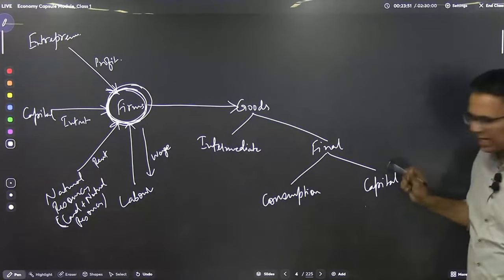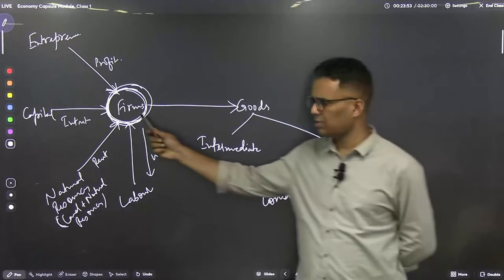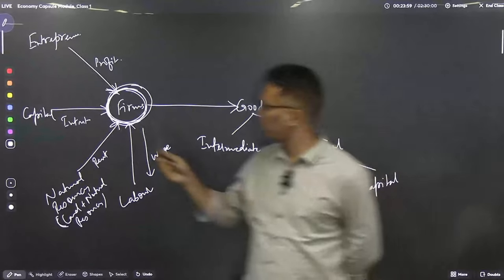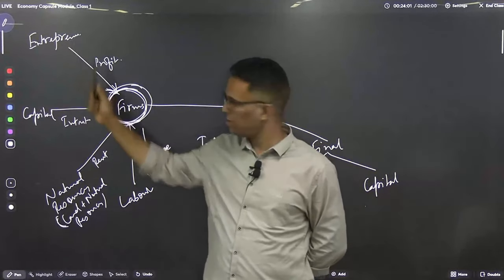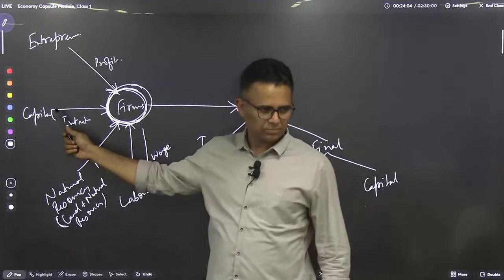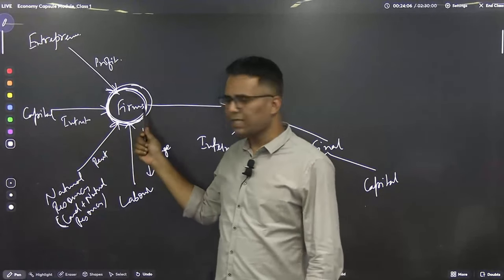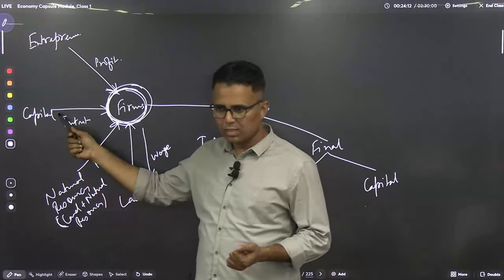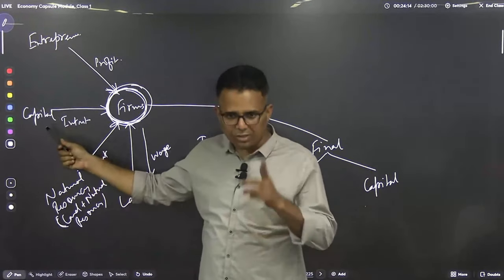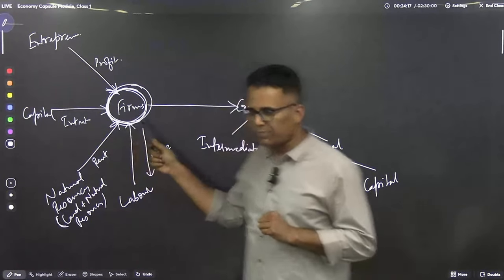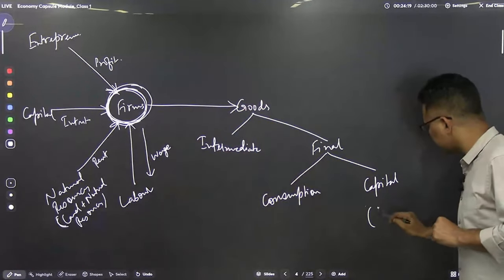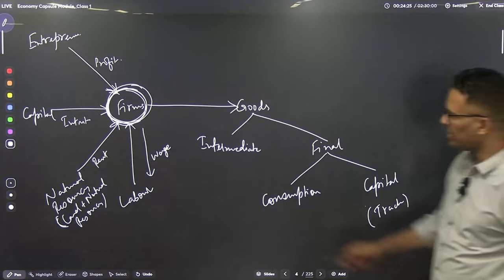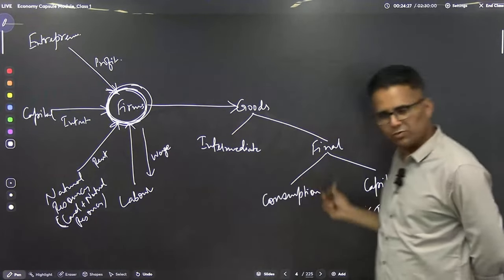Now coming to this capital good. Let's say this is Mahindra Tractors Private Limited. So entrepreneur Anand Mahindra, if this is Mahindra Tractors Private Limited, what will be the capital? This is machinery, plant, not the tractor. Mahindra Tractors Private Limited is producing an output. Mahindra Tractors Private Limited is producing capital goods.